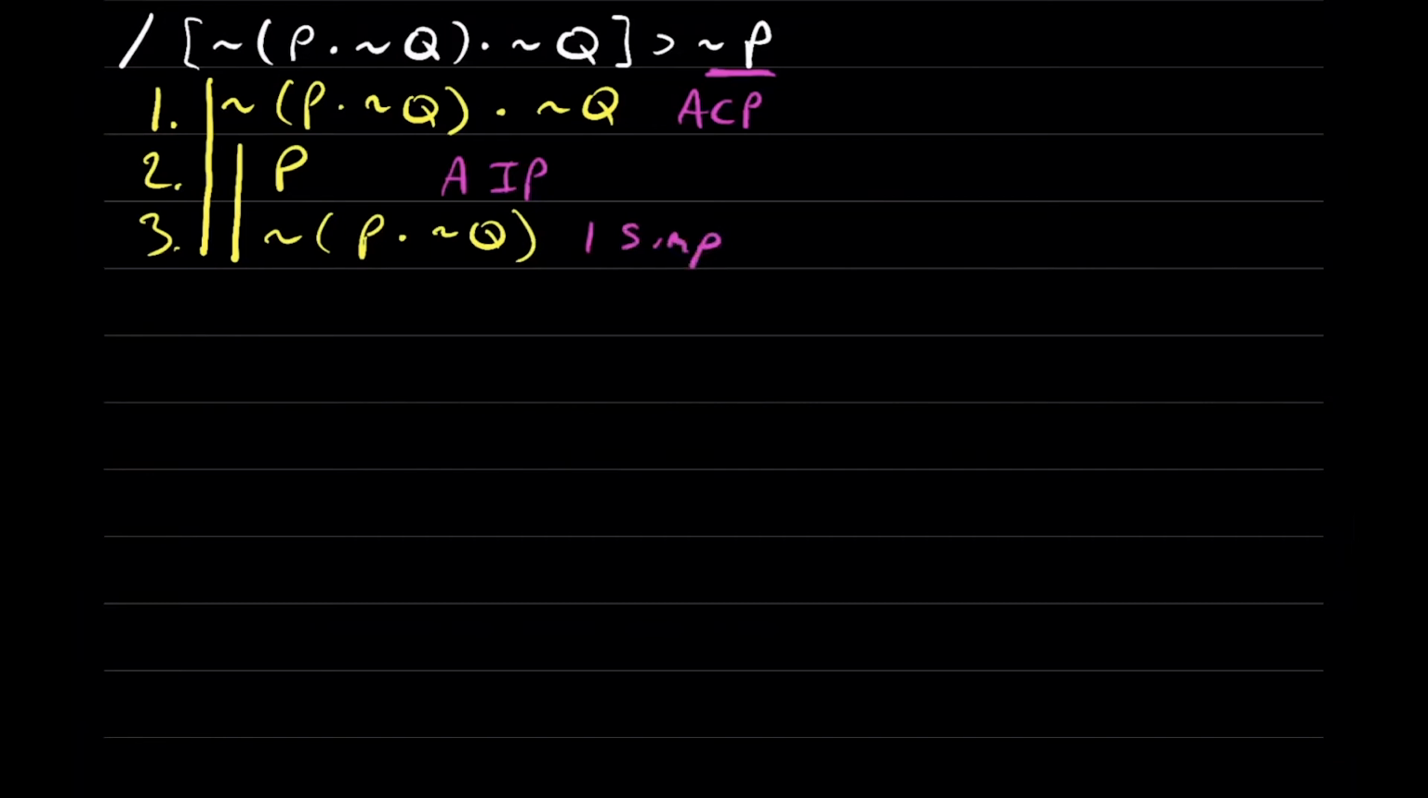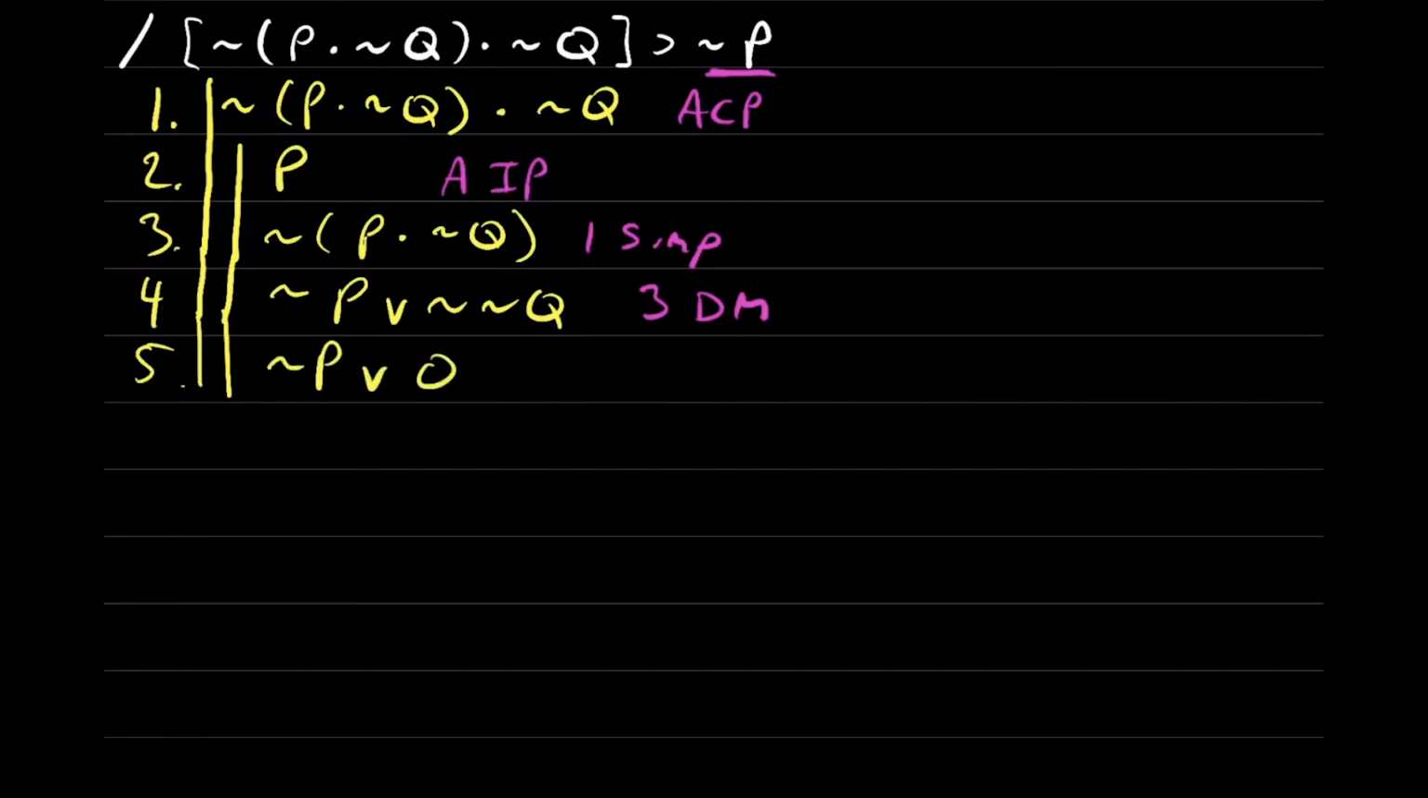And then right off the bat, I see that I have the negation of a conjunction, so I'm going to do De Morgan's rule, not forgetting to bring down my two indented sequences here. That'll give me it's not the case that P or not Q. Line 3 by De Morgan's rule. Okay. I'm going to get rid of that double negation. That'll give me not P or Q. Line 4 by double negation.